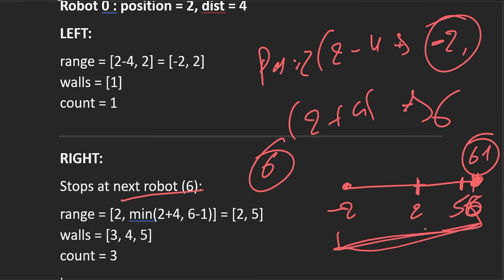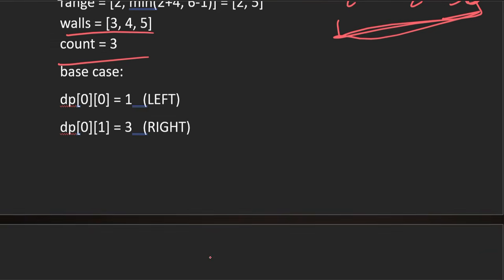So its range is from minus 2 to 5. The number of volts in the left range, that is minus 2 to 2, is 1, right? Number of volts is 1. And the number of volts from 2 to 5 is 3, that is 3, 4 and 5. So this is our base case, that is the first robot.